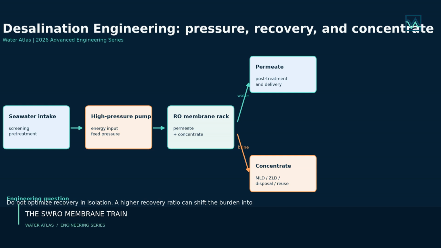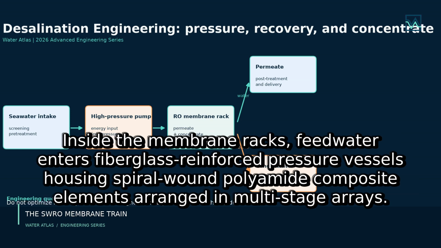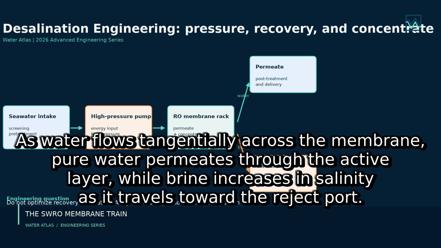With pre-treated feed water conditioned and pressurized, the heart of the plant takes over, the high-pressure pumping and membrane rack assembly. High-pressure pumps, typically high-efficiency multi-stage centrifugal pumps driven by variable frequency drives, boost the feed water pressure to anywhere from 55 to 80 bar, depending on feed water salinity and operating temperature. Inside the membrane racks, feed water enters fiberglass-reinforced plastic pressure vessels housing spiral-wound polyamide composite elements arranged in multi-stage arrays. As water flows tangentially across the feed channel of the membrane, pure water permeates through the polyamide active layer into the permeate carrier, while the remaining brine increases in salinity as it travels toward the reject port.